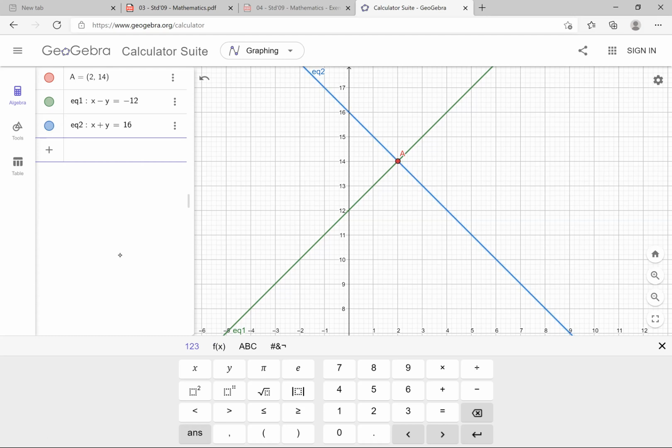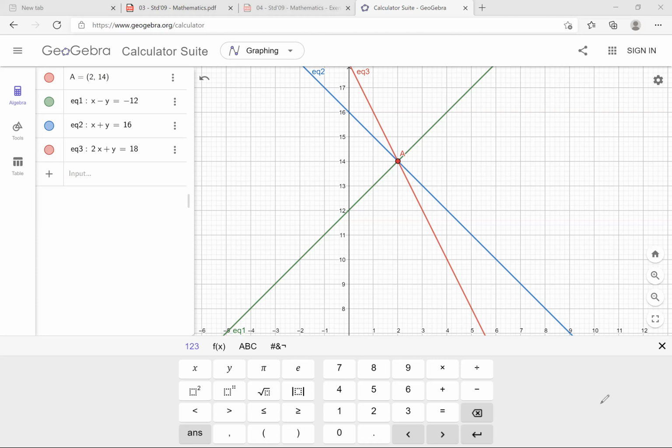How about 2x plus y is equal to 18? 2x plus y is equal to 18. There you go. That is also passing through my point. So you can play with your x and y, you can do whatever you want. Let me just show you.